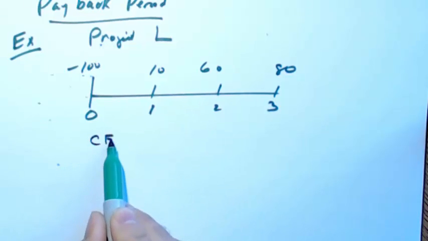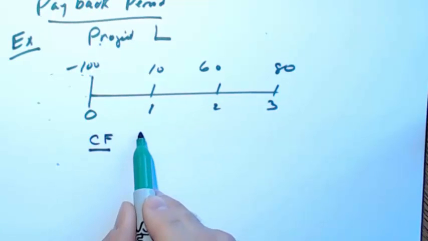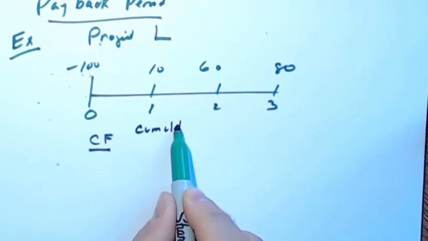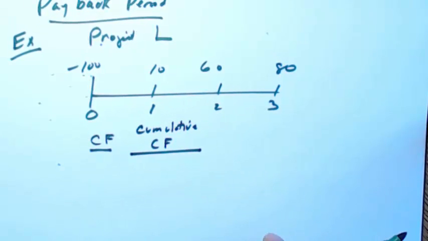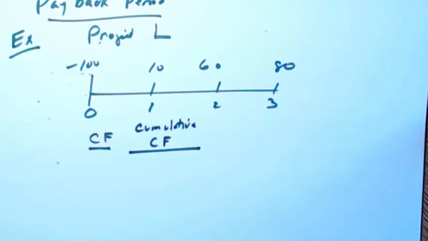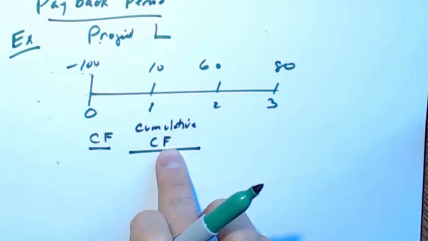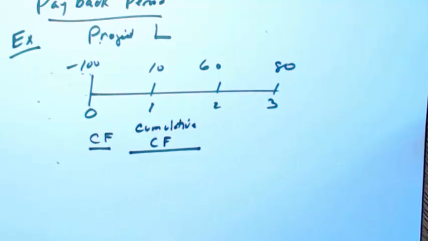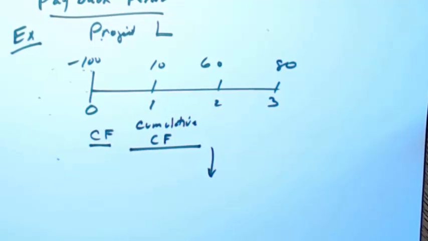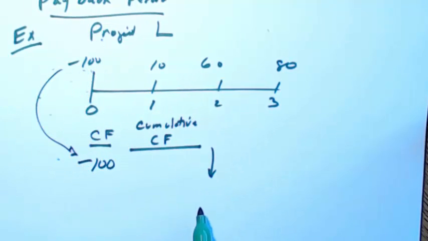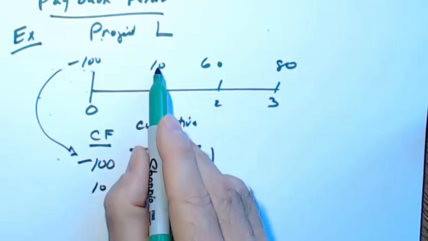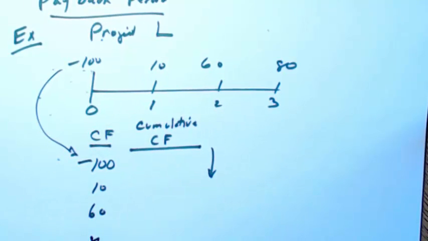I'm going to take the cash flow here, and then I'm going to take the cumulative cash flow. Okay, and then when that cumulative cash flow becomes positive, as we go down this way, that's going to help us determine our payback period. So here's what I mean. The project cost 100, right? That's where I got there. And then we had 10, right? And then we had 60, and then we had 80.